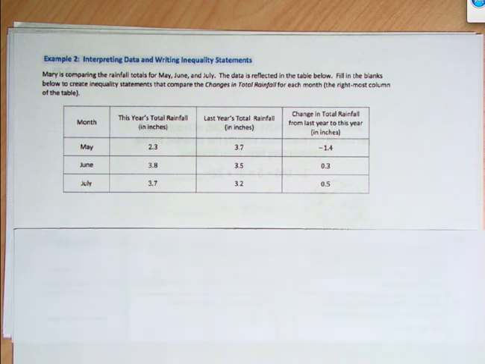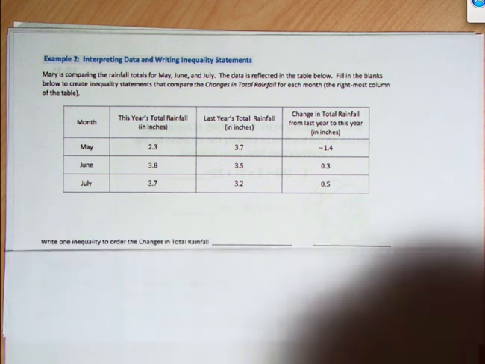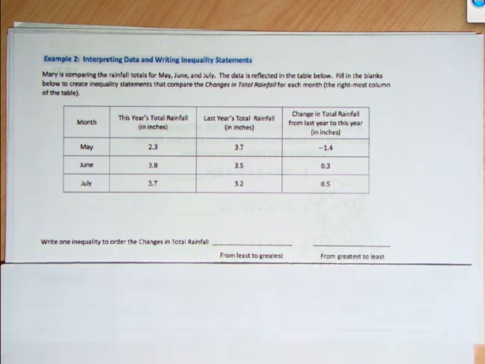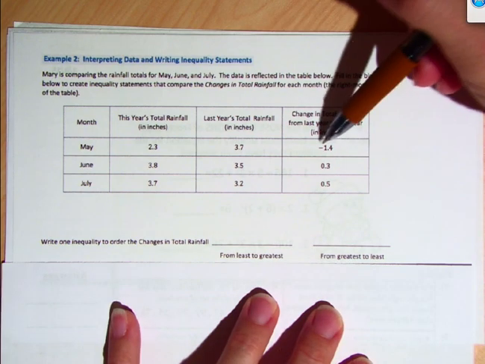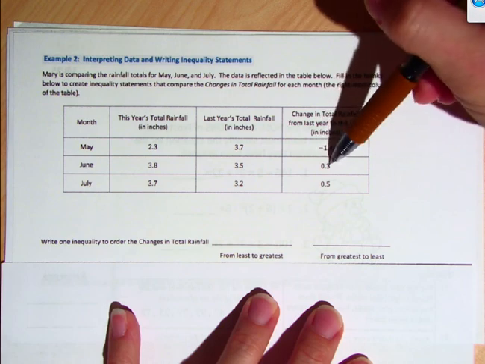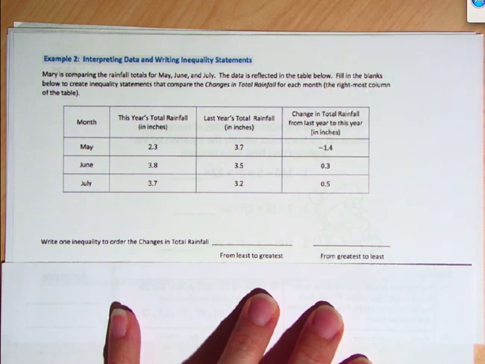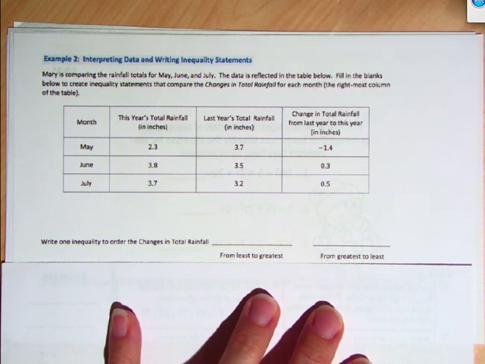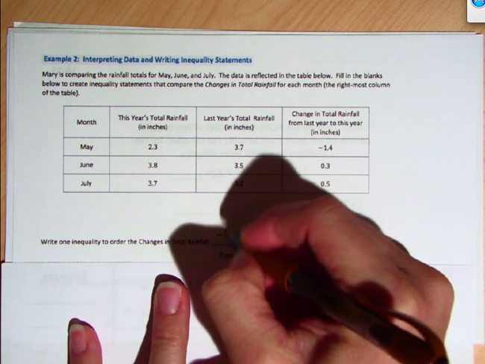Okay, so our first problem asks us to write one inequality, just like we did in the last problem, to order the changes in total rainfall. Okay, so we're going to put them in order from least to greatest. So looking at our numbers, we have negative 1.4, 0.3, and 0.5. Well, I know that there's one negative number. Negative is to the left of 0, so that's our least number. So my least number is going to be negative 1.4.